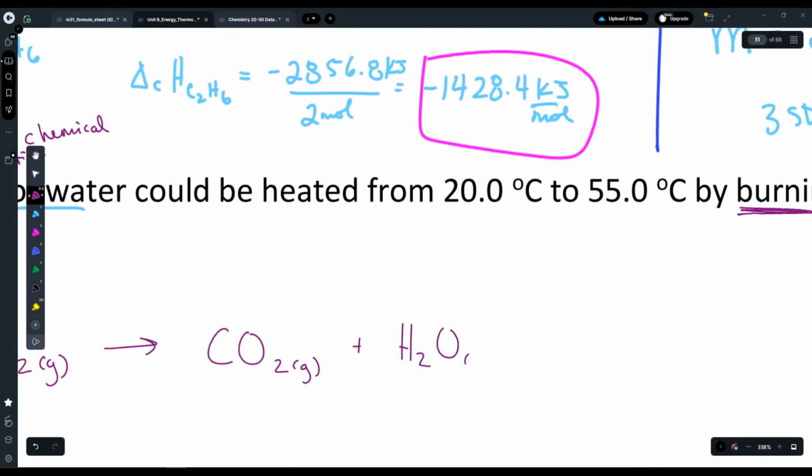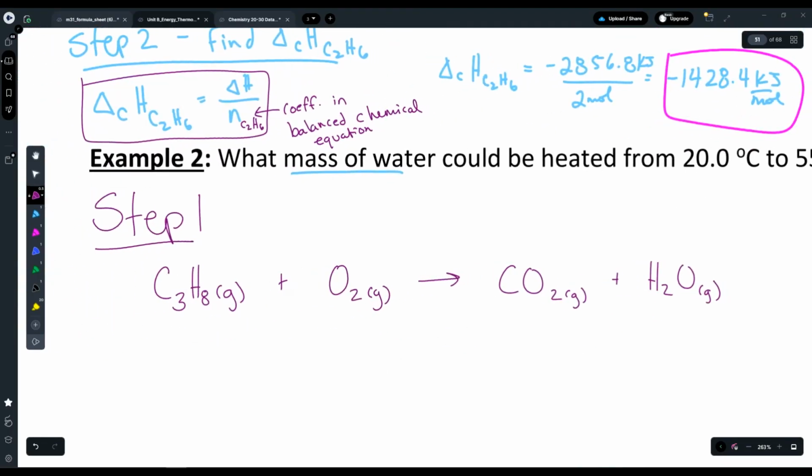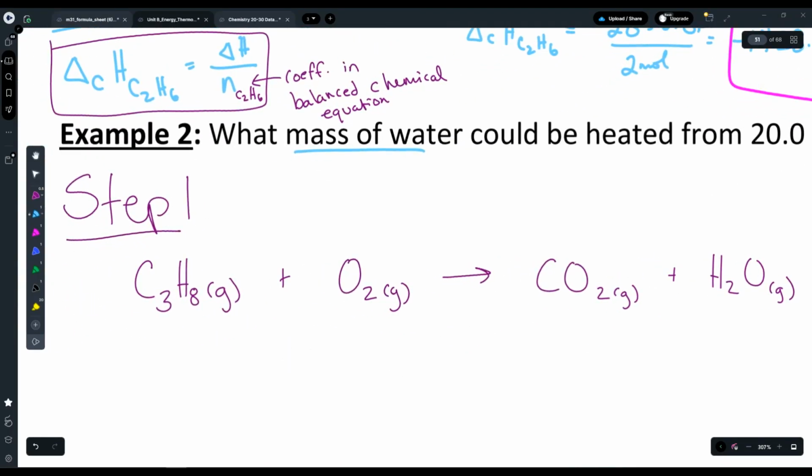So for combustion reactions, your products are always going to be carbon dioxide and water vapor. I'm going to go ahead and balance this. Remember, for combustion reactions, you always balance it carbon first, then hydrogen, then oxygen.